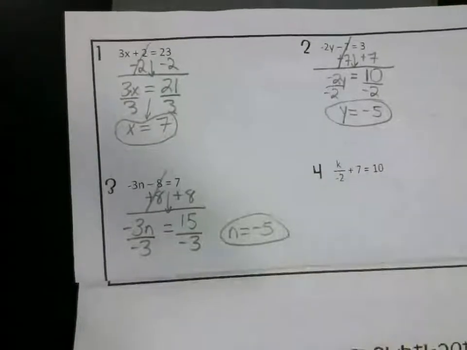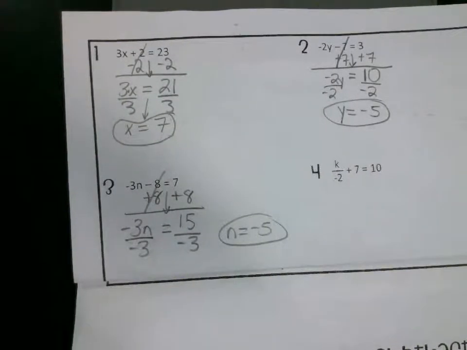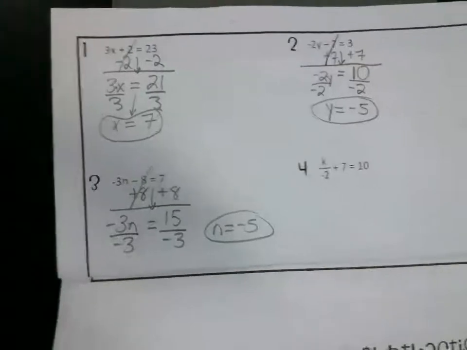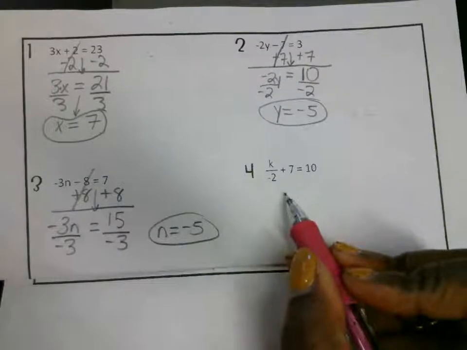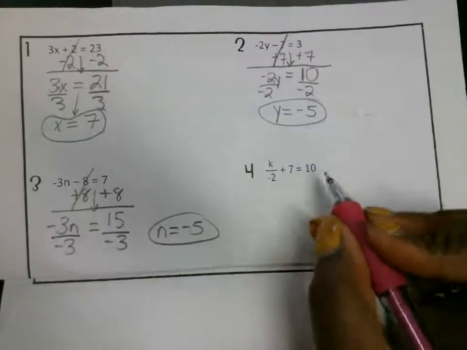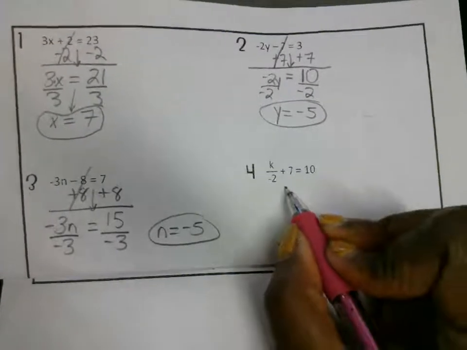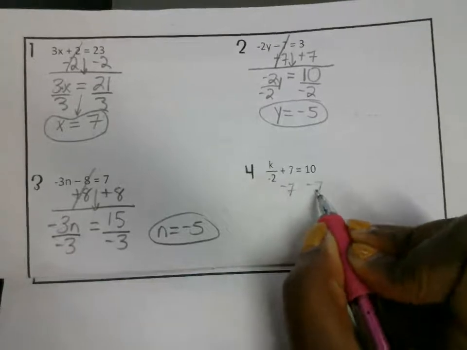Good, Atiana. Number 4. Langston, what are we going to do first in number 4? Subtract 7. Very good.